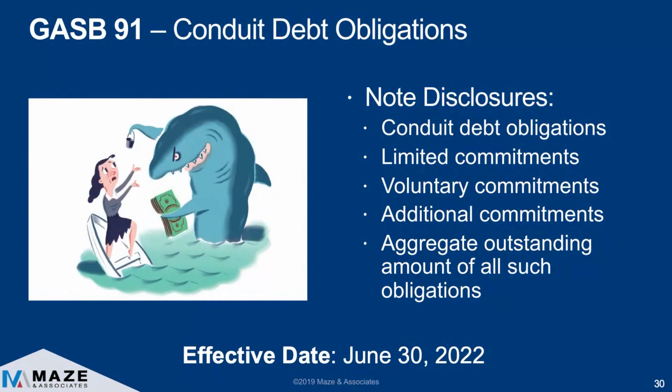And then there are some note disclosure changes for this GASB. The note disclosure should have a general description of the debt, including any limited commitments, and then a general description of voluntary commitments and additional commitments, such as legal authority for extending the commitments, the length of time of the commitments, and any arrangements, if there are any, for recovering payments from the third party, and the aggregate outstanding principal amount of all conduit debt that shares those same type of commitments at the end of the reporting period.